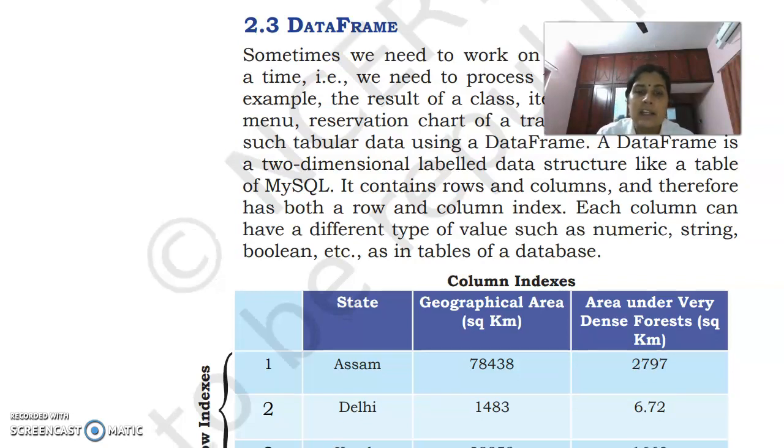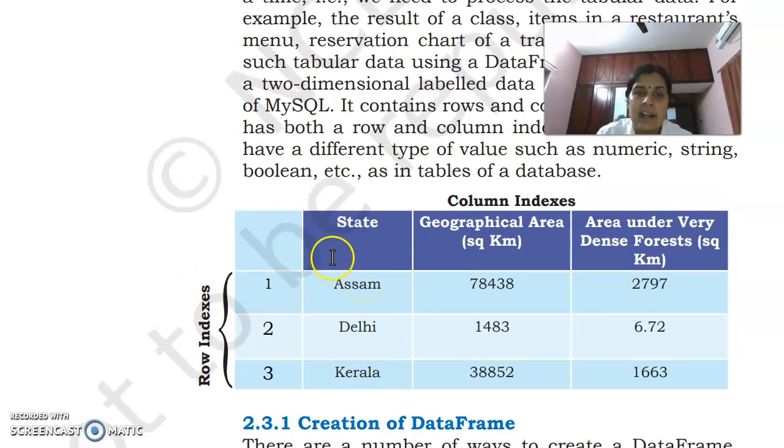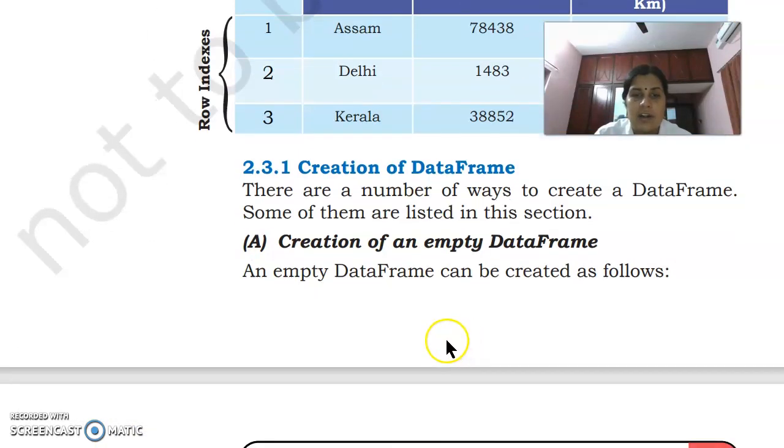For example, here is an example representing a data frame. In that, state and geographical area under very dense forest, there are four columns. Here serial number is there: 1, 2, 3. These are known as column index 0, 1. This is the zeroth column, first column, second column, third column. Zeroth row, first row, second row, third row, and so on.